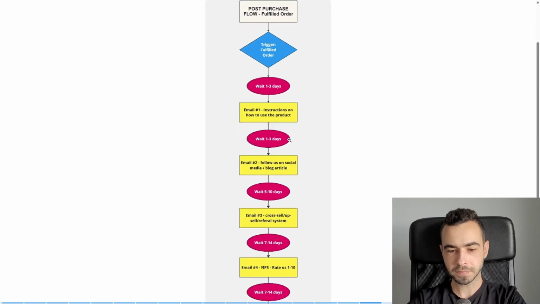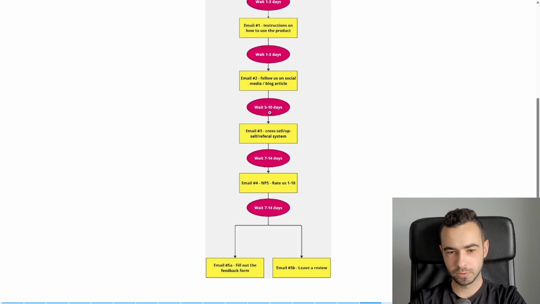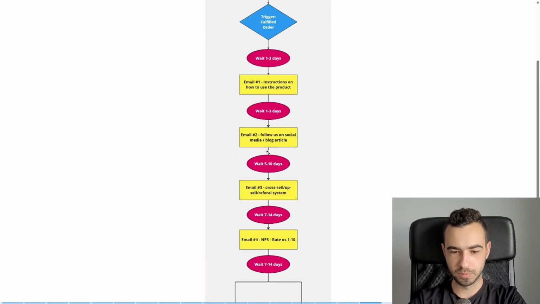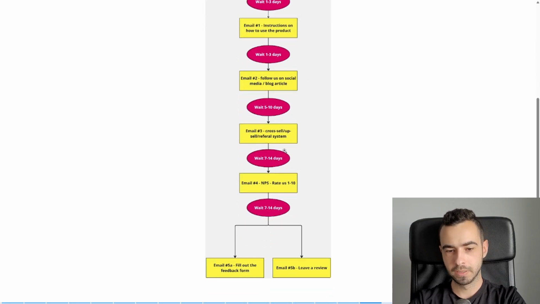Then email number 2, you want to keep building relationships, so you can either promote your social media profiles or send them a relevant blog article. Then you wait a little bit longer, usually 5 to 10 days after the previous email, which is gonna be almost 2 weeks after it was shipped. And this is the second email in the whole journey where you do cross-sell, upsell, or referral system. And then you wait 7 to 14 days, ask them about the experience, and then just either leave a review or fill out the feedback form.